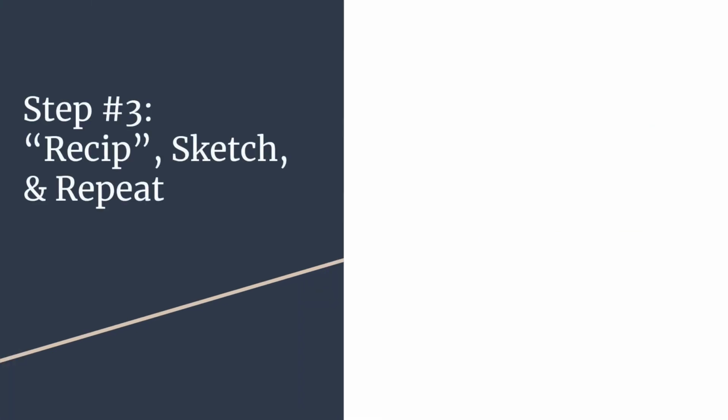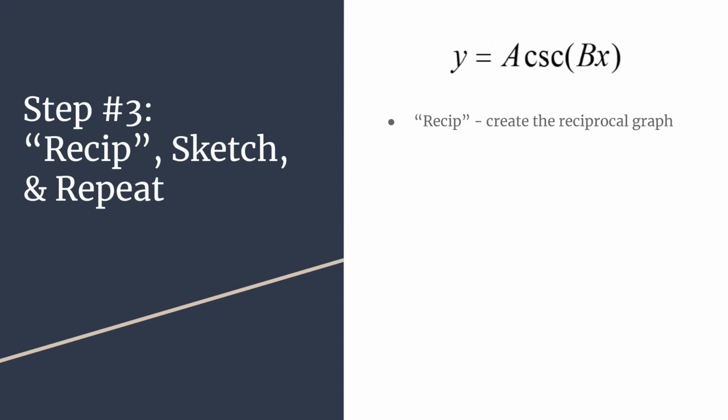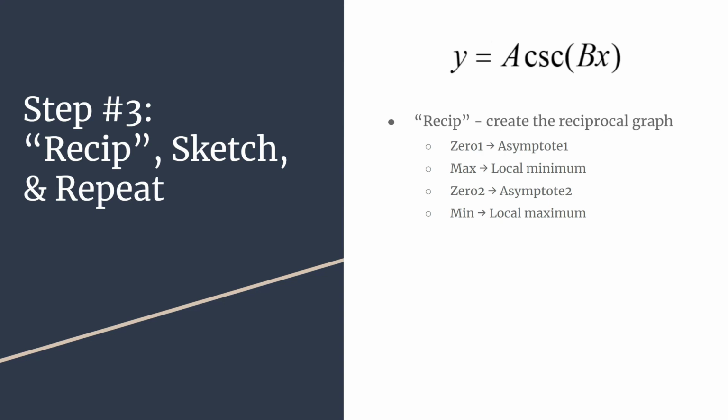All right, so step 3 is recip, sketch, and repeat. So recip, we're going to create the reciprocal graph by taking the y values along the graph and taking the reciprocal or flipping them. So what's going to happen, a closer look, like we said, the zeros of sine will turn into the vertical asymptotes of cosecant. So the 0 becomes the first asymptote. The maximum will become a local minimum of the graph. The second 0, of course, will become the second asymptote. And the minimum will turn into a local maximum of the cosecant graph. And we'll look at that in kind of a general form in a couple slides. Once you have those reciprocal values graphed, you'll just sketch the graph to create those cosecant curves, and then you'll repeat for as many cycles as you need.